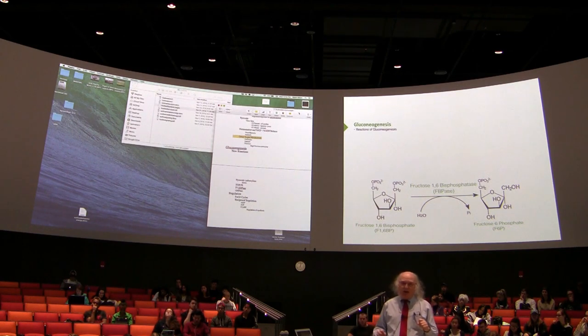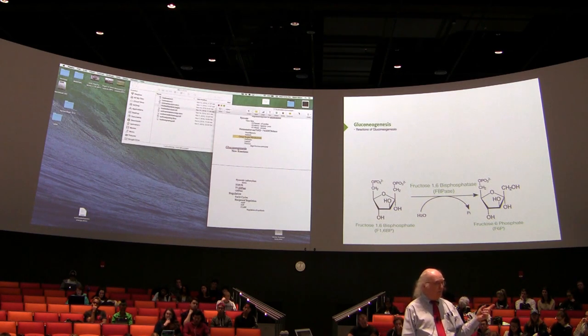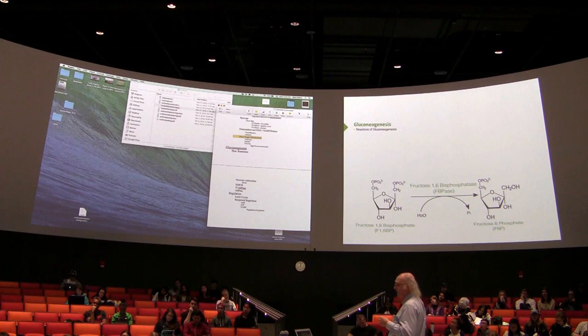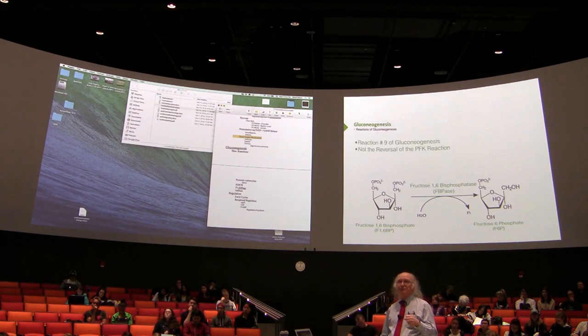Okay? This reaction is not the reversal of the PFK reaction, as I mentioned. And the cell is actually saving energy by not remaking that ATP, which would be required for the reversal of the reaction, and it's simply clipping the phosphate off using a hydrolysis reaction with water. Okay?